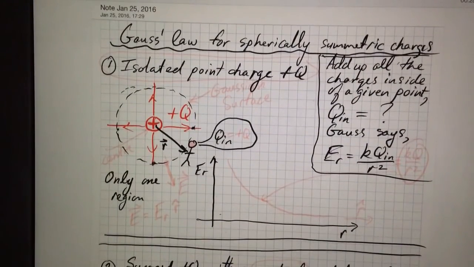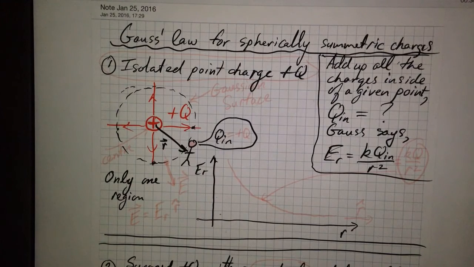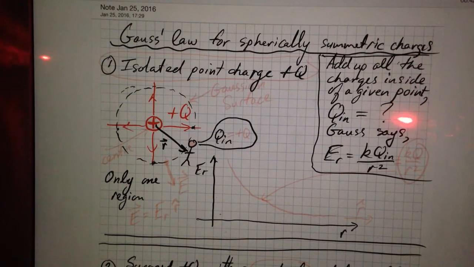Gauss's law allows you to determine the electric field at a given distance from the center of the spherically symmetric distribution. And it's very, very simple. All it requires is that you determine how much charge is inside of a given value of little r.